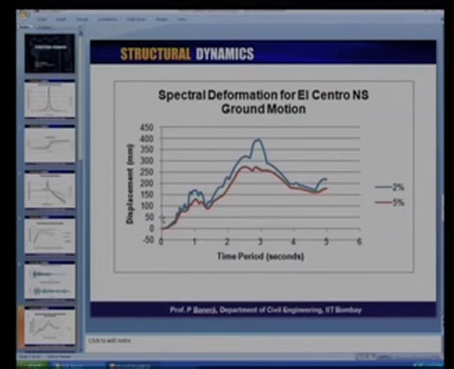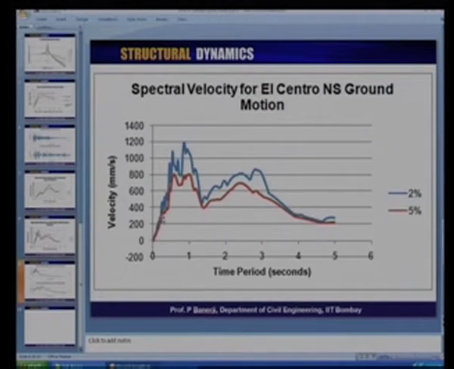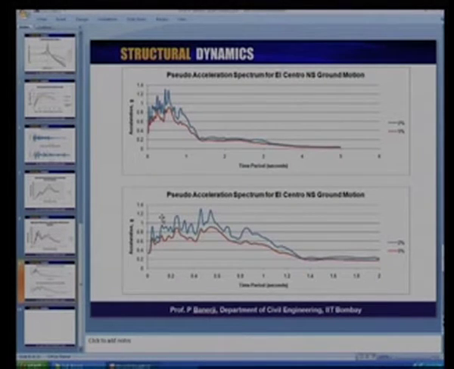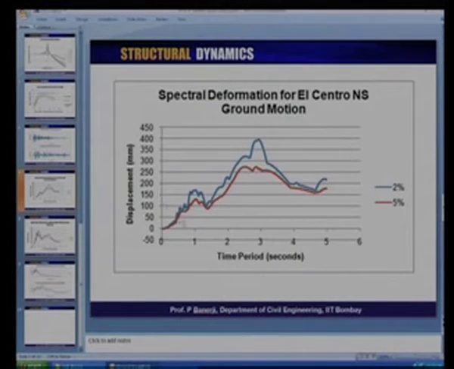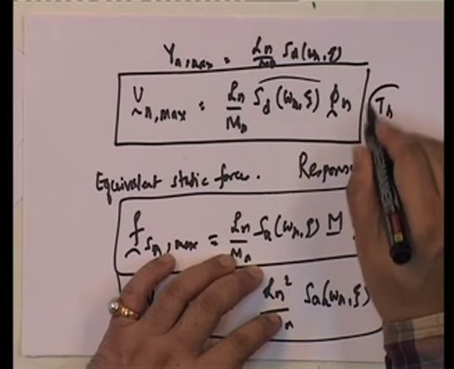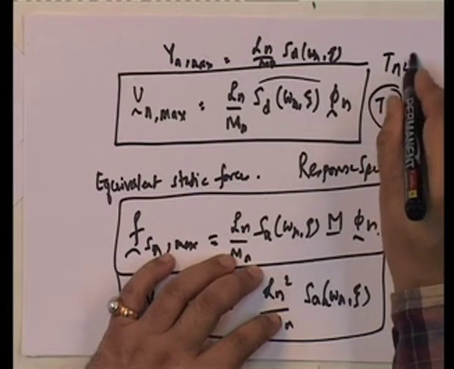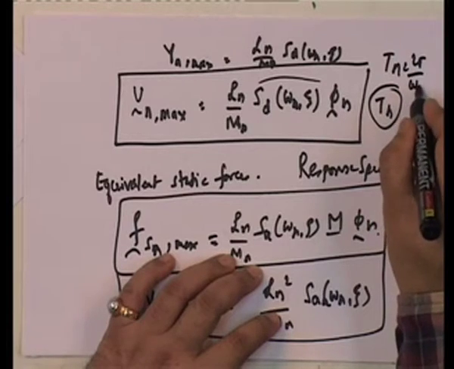This is the time history: this was the deformation, this is the velocity, this is the acceleration. Okay. So, if I want velocity, let us say displacement, what do I do? Well, I actually take this. So now here you have Tn. If it is omega n, there is Tn. Tn is equal to 2 pi upon omega n.